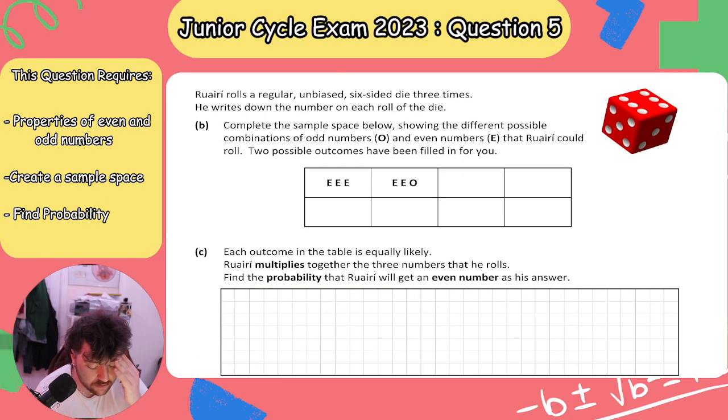So Rory rolls a regular unbiased 6-sided die 3 times. He writes down all the numbers on each roll of the die. Complete the sample space below to show the different possible combinations of odd numbers and even numbers that Rory could roll. 2 possible outcomes have been filled out for you. So we have to use the fundamental principle of counting here.